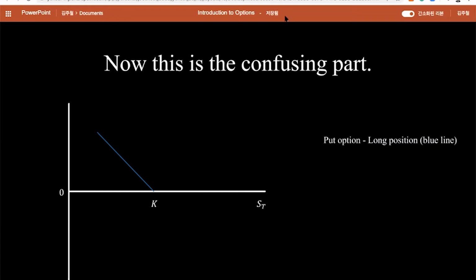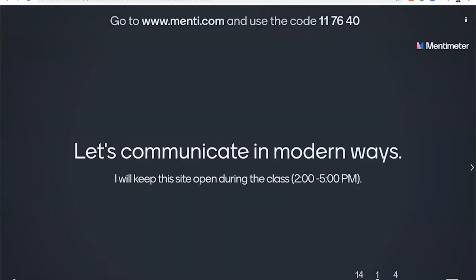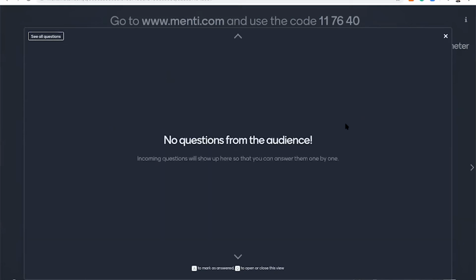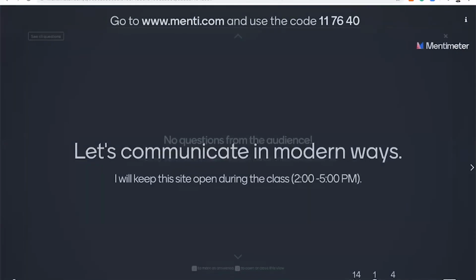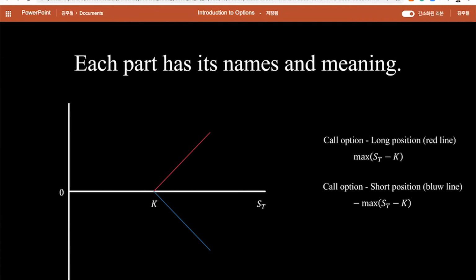And in this position, the put option is in the long position. Oh, I think I have another question, so I'm going to go to the questions. Okay, why does it become 0 when ST minus K is negative? It does not become 0. So let me go back. Yeah, this is a typo. Actually, I have to write it in this way.